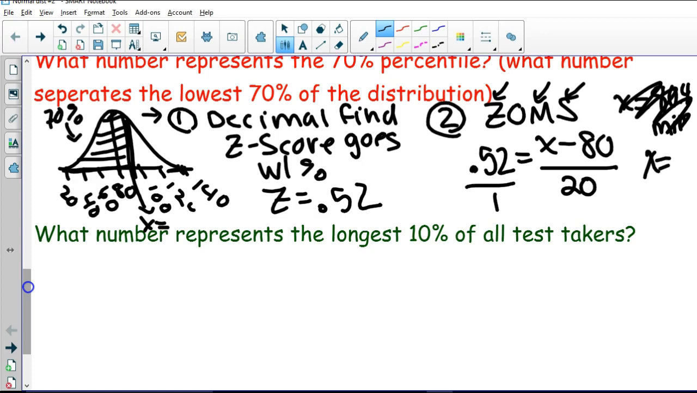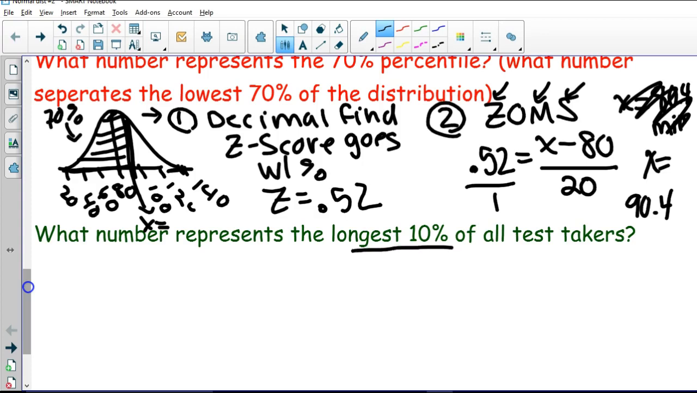So 20 times 0.52 was what? 10.4. And then we add the 80. So we should get 90.4 then? Right? Okay. We good? And it's still between that 80 and 100. We're still good. How is this one going to change?